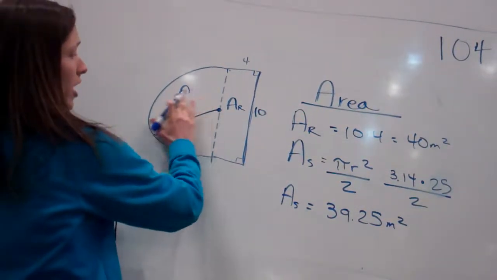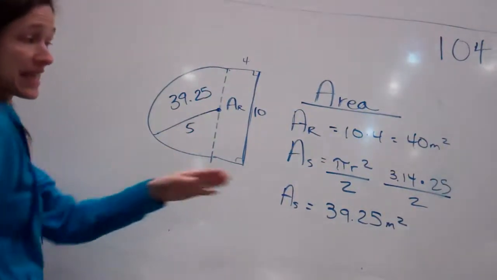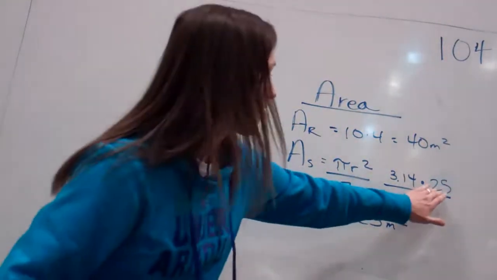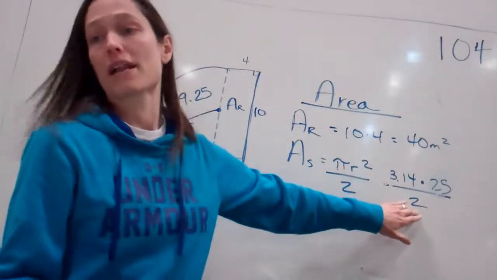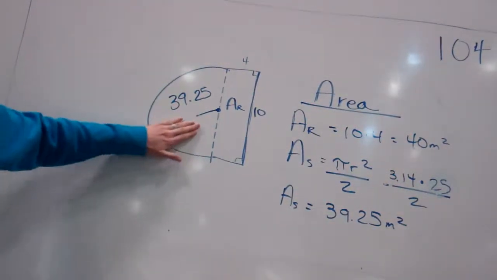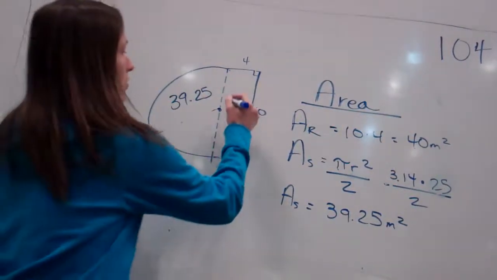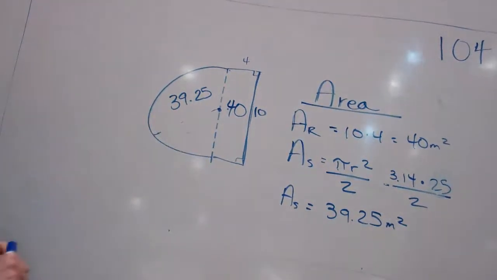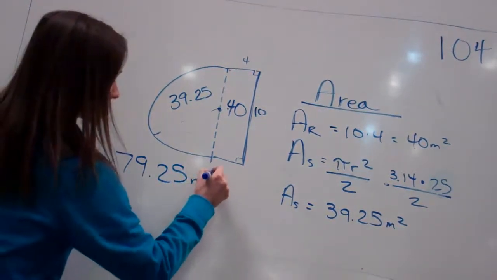A lot of people want to go on and put the amount. Wait, don't you have to divide it by 2 though? Yes, I did already. I did it all in one step. So I did 25 times 3, which would have given us like 75 point something, and then divided that by 2, which gave us 39.25. So the area of this semicircle is 39.25. The area of this rectangle is 40. So now I'm going to add 40 plus this, and our final answer is 79.25 meters squared.